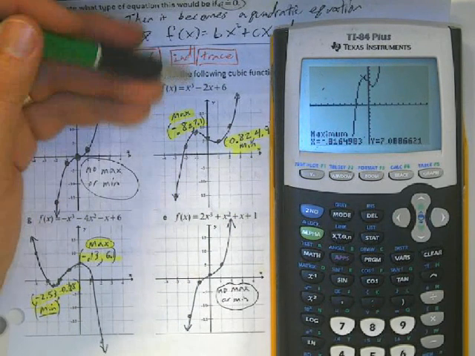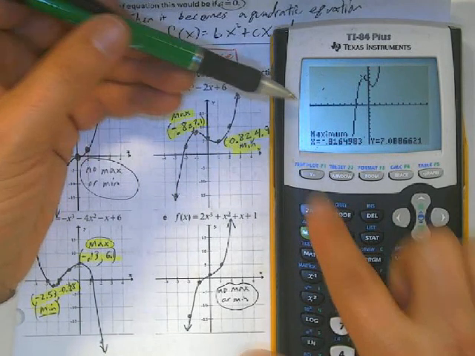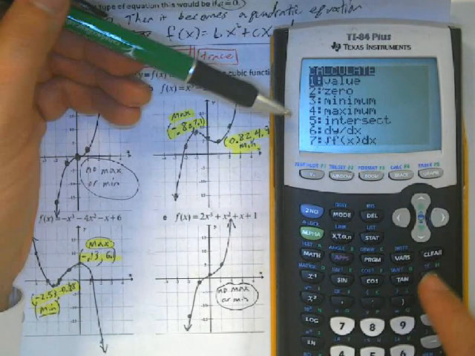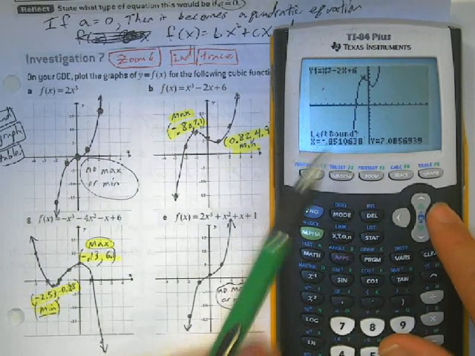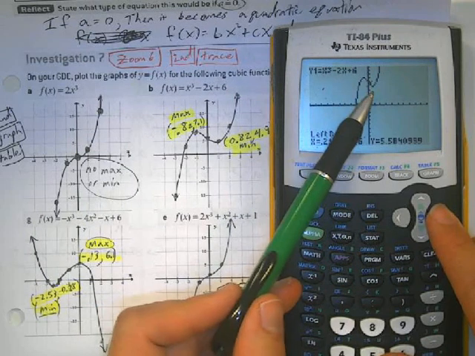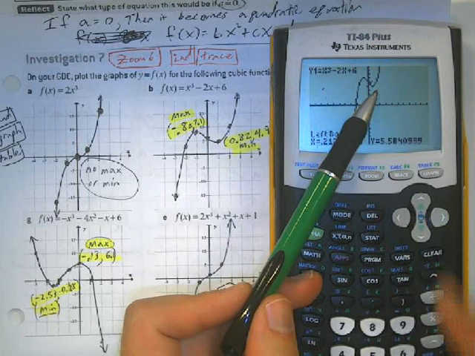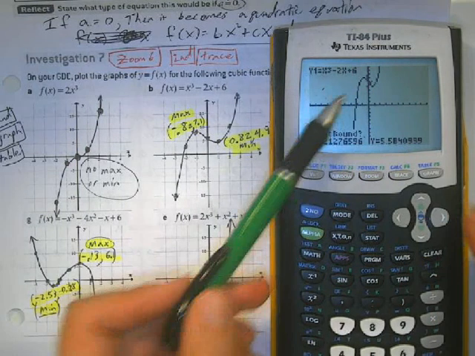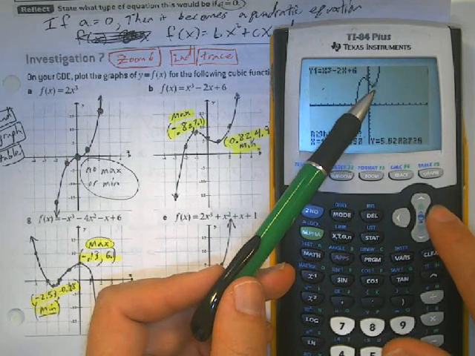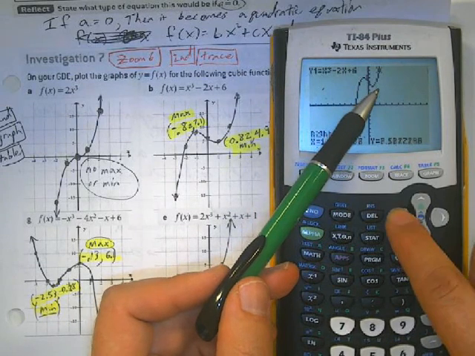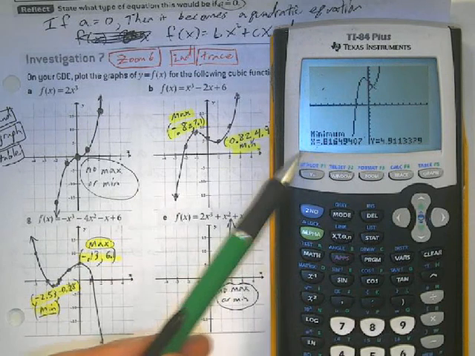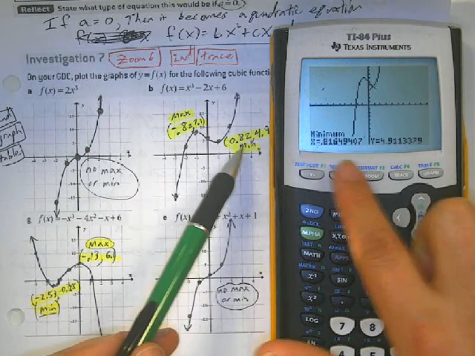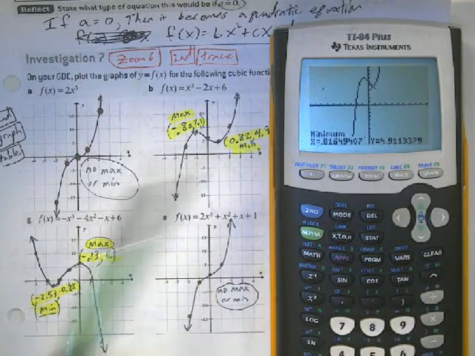And then this point here, same thing. Second trace, and now I'm going to find the minimum. Go to 3, minimum. I want to find this point where my pen is pointing. So I'm to the left of where my pen is pointing. I hit enter. Now it says right bound. I need to go to the right of where my pen is pointing. Hit enter. It says guess. I hit enter, and now it tells me that I'm at 0.82, 4.9.